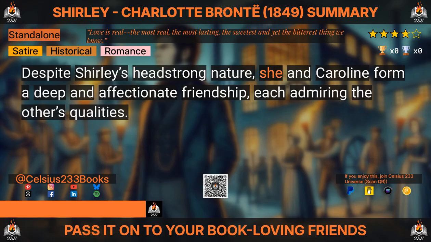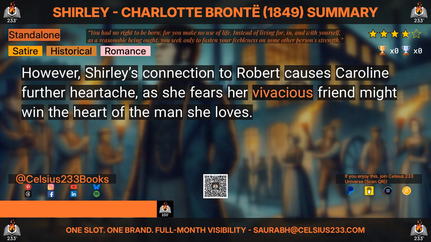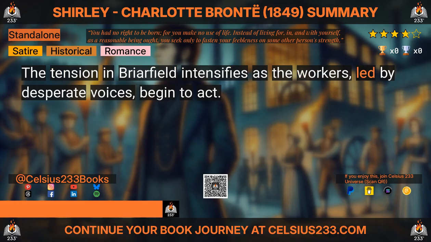Despite Shirley's headstrong nature, she and Caroline form a deep and affectionate friendship, each admiring the other's qualities. However, Shirley's connection to Robert causes Caroline further heartache, as she fears her vivacious friend might win the heart of the man she loves. The tension in Briarfield intensifies as the workers, led by desperate voices, begin to act.